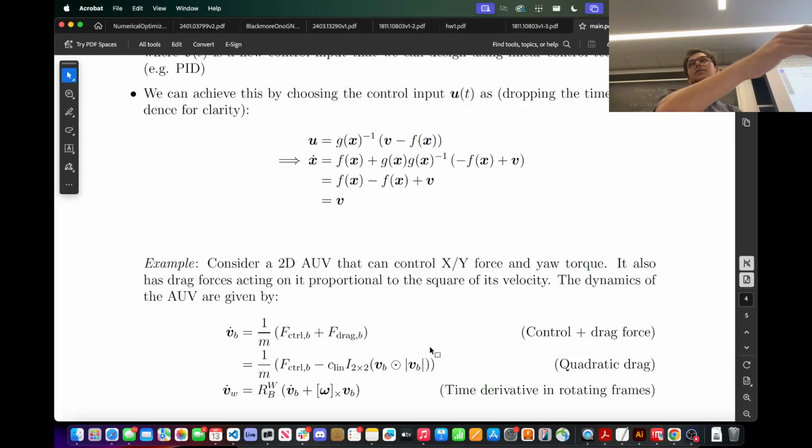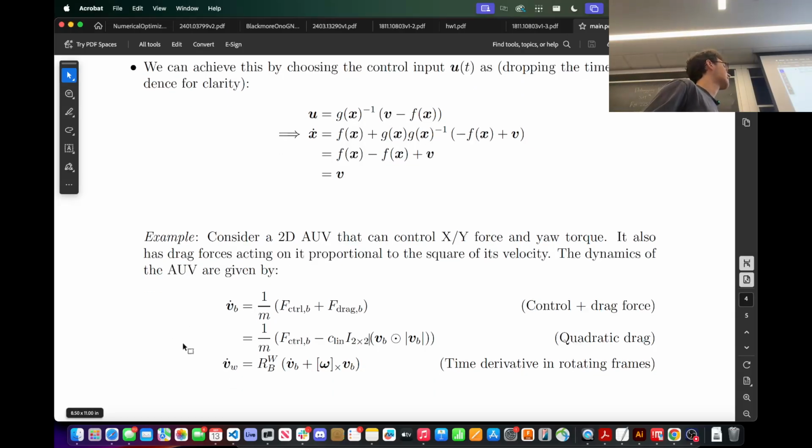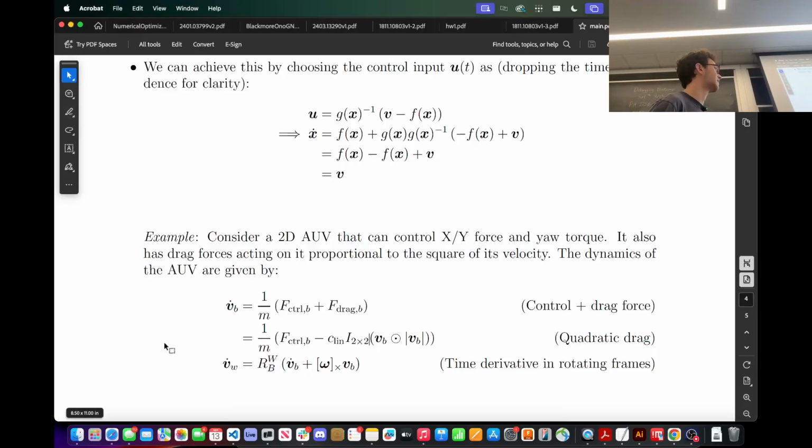Same thing as friction. So if I have velocity going this way, I have drag pointed in the opposite direction, and then the magnitude of that drag force is the square of the velocity times some scaling factor, c linear, or c lin. Does this make sense to you guys? Cool. This is some time derivative stuff that you need to be careful about, which I'll talk about later, not important.